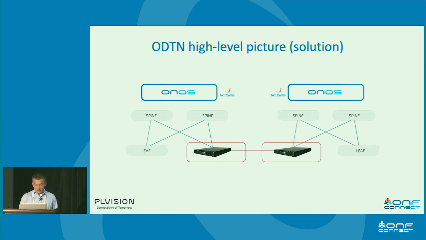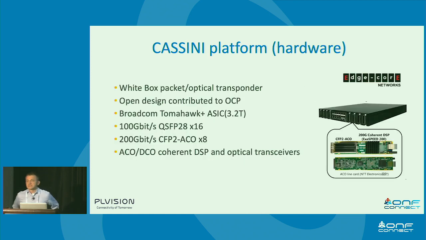We are lucky enough to live in 2018. Early this year, Edgecore introduced the Cassini platform, which is a white box switch. It is an open design contributed to OCP. It has a Broadcom Tomahawk Plus chip running on it. And what is most important, it has pluggable slots to insert optical transceivers. So we are pretty well covered on the hardware side, but what about software?